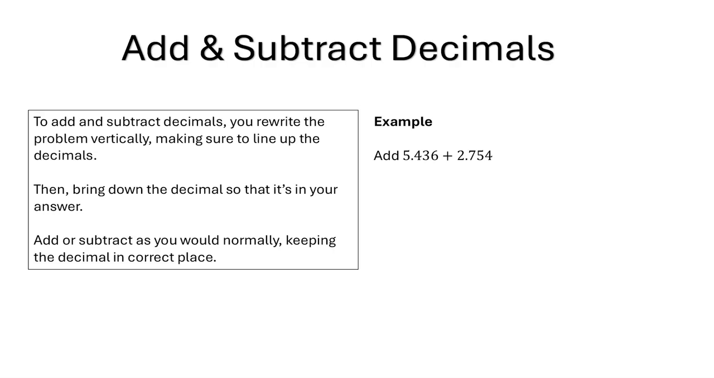and add or subtract as you normally would. So if we're adding 5.436 and 2.754, we're going to go ahead and rewrite this vertically. And what we're going to do is put the decimal in the same respective place in our answer. Now we're just going to go ahead and add these numbers together.